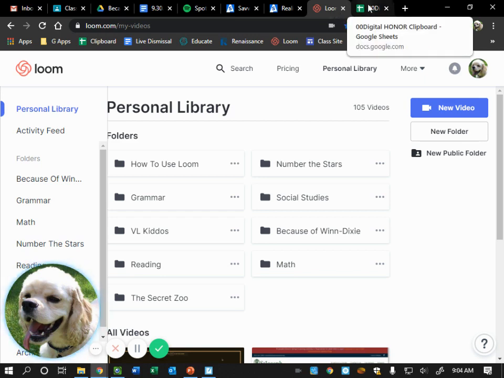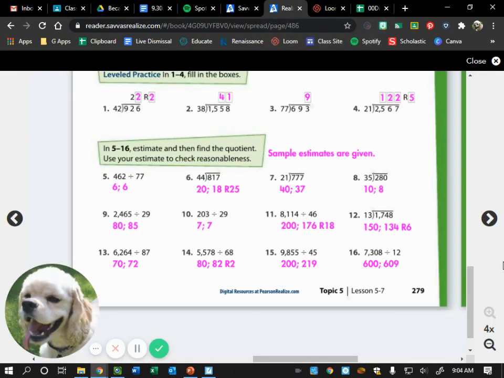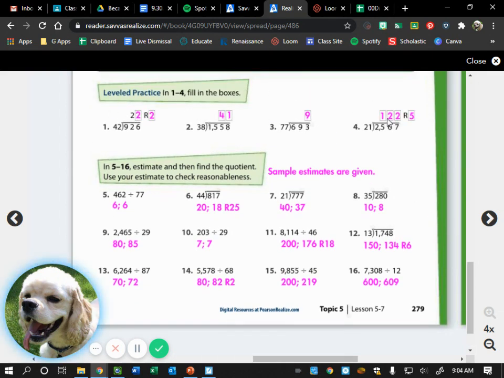We are correcting our homework from last night, which was page 279 and 280. So here is 279. The first one we had was number 4. What it said for 1 through 4 was fill in the boxes, meaning solve the problem. For number 4, they put a box for every digit. You should have a digit in your quotient, or your answer. So when we divide 2,567 by 21, we should end up with 122 with a remainder of 5.